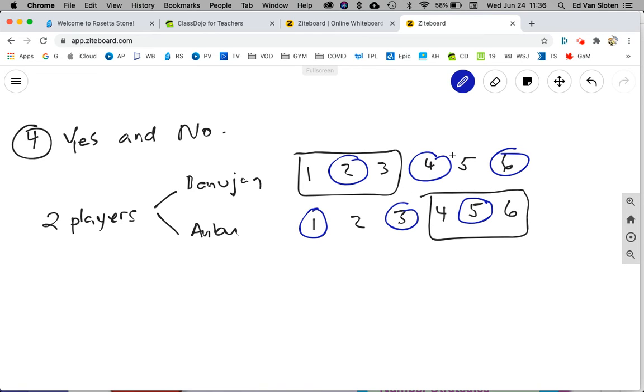So that's one fair way you can do it. I mean, it's not fair if you say, okay, Anbu, you go first if you roll a 1. Every other number, Banujan goes first. That's not fair. That's really not fair.